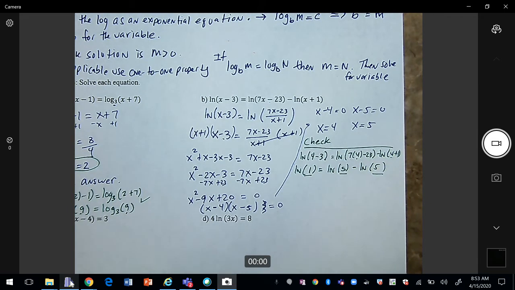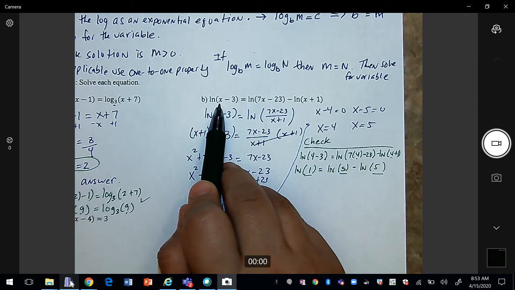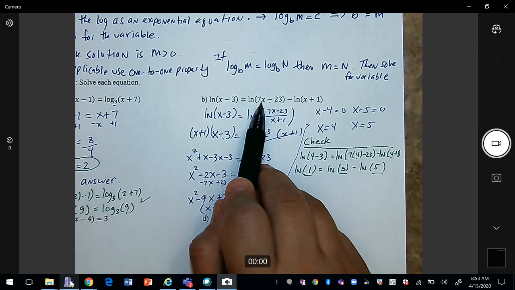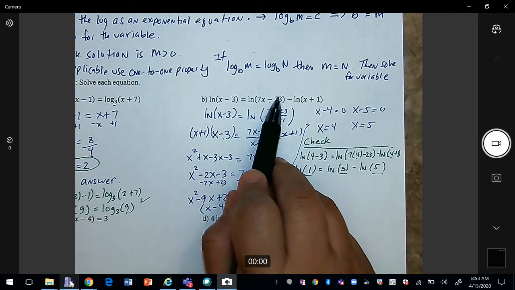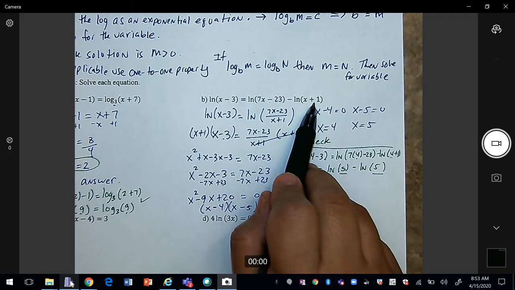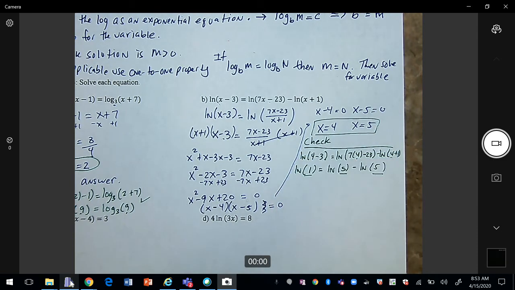Okay, so that's okay. And then for 5, if we plug in 5 in here, 5 minus 3 is 2. That makes it positive. 7 times 5 is 35 minus 23. That's going to be positive. And 5 plus 1 is 6, which will make it positive. So both of these are going to be our solutions.